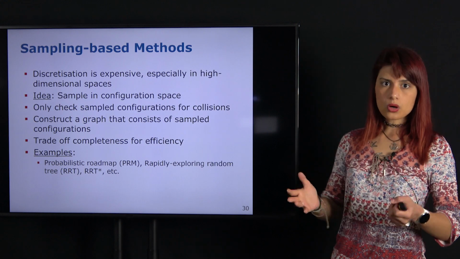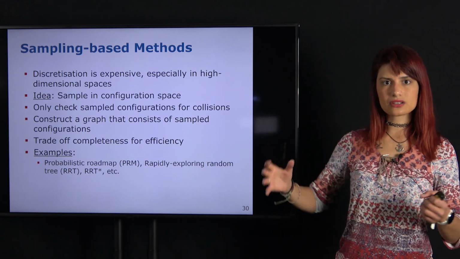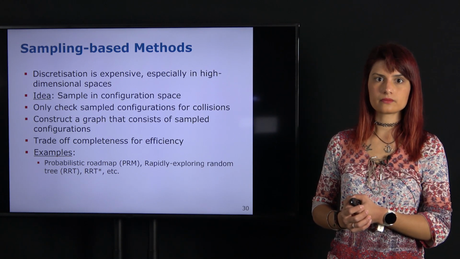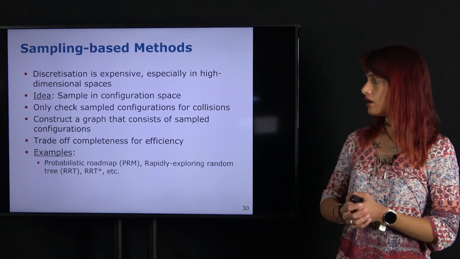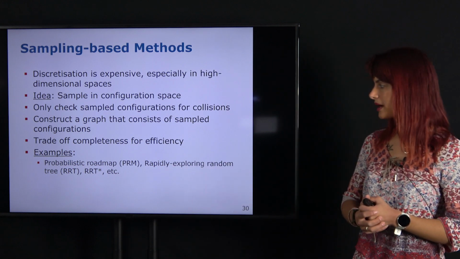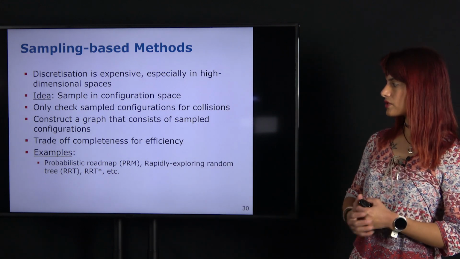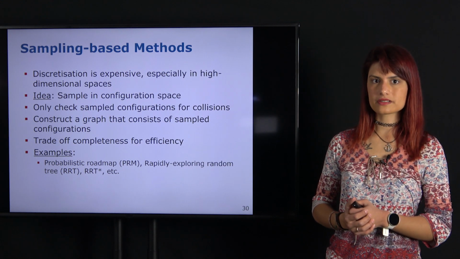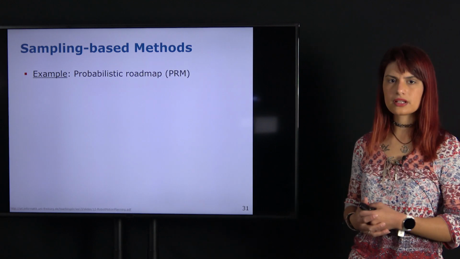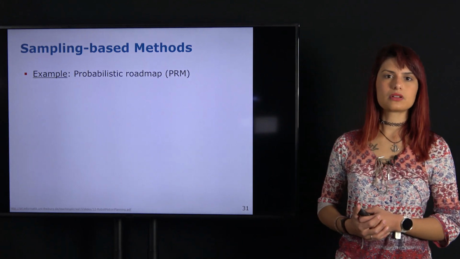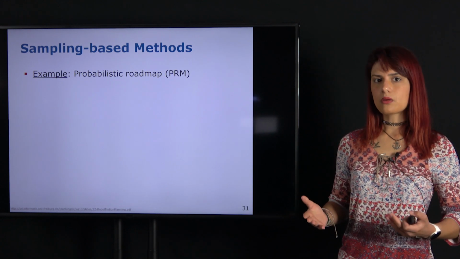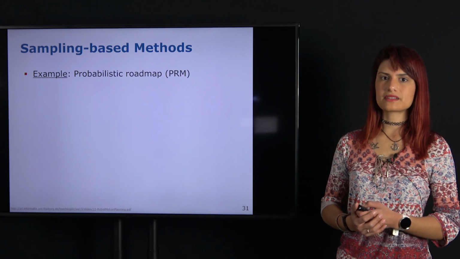In other words, we probe the configuration space and learn about it incrementally rather than treating it as a whole in order to gain that efficiency. And common algorithms for doing this, which we'll look at in the next slides, are the probabilistic roadmap and the rapidly exploring random tree and its variations, among others. So let's further reinforce these ideas using the example of the probabilistic roadmap, which is a common planning algorithm.